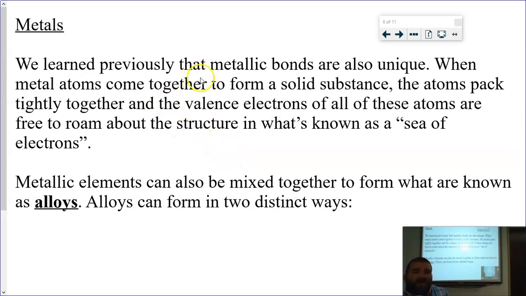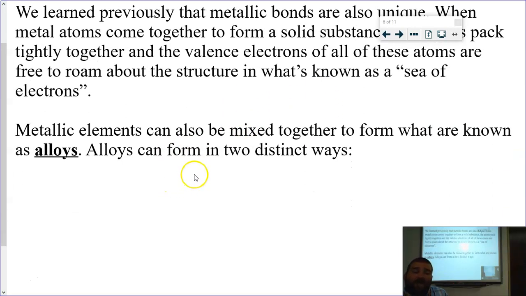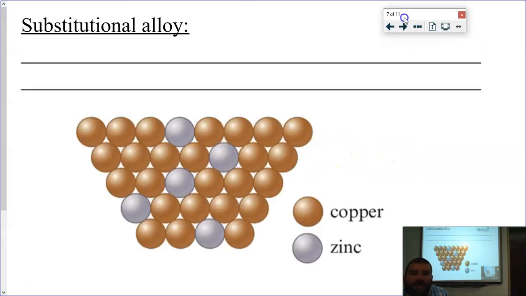So metals, we previously learned from topic 2.1 that metallic bonds are unique. When metal atoms come together to form a solid substance, the atoms pack tightly together and the valence electrons of all of these atoms are free to roam about the structure in what is known as a sea of electrons. So metallic elements can also be mixed to form what are known as alloys. An alloy is a mixture of 2 metals. There are 2 types of alloys that you need to know. These are the 2 definitions that you need to understand for topic 2.4, and this is pretty much it.